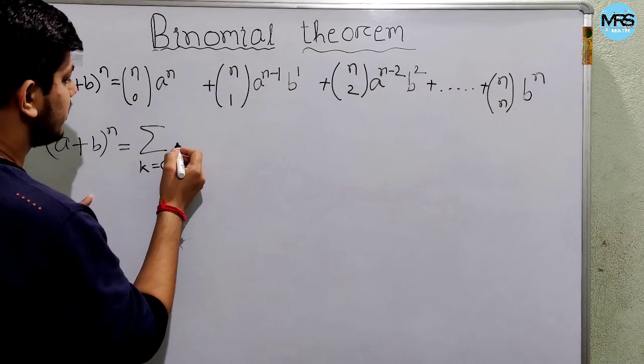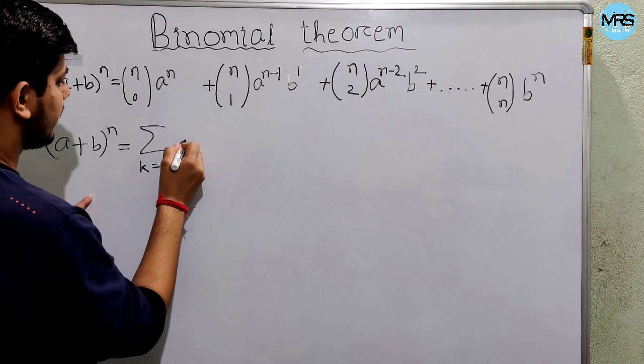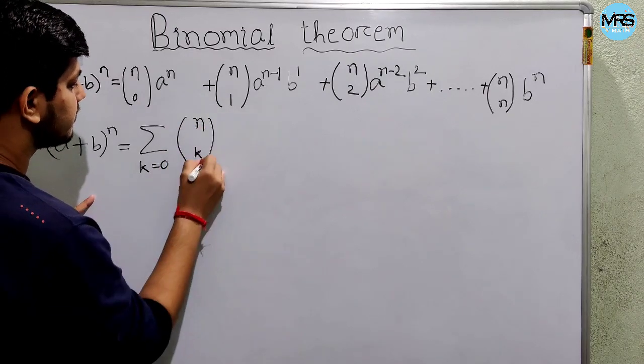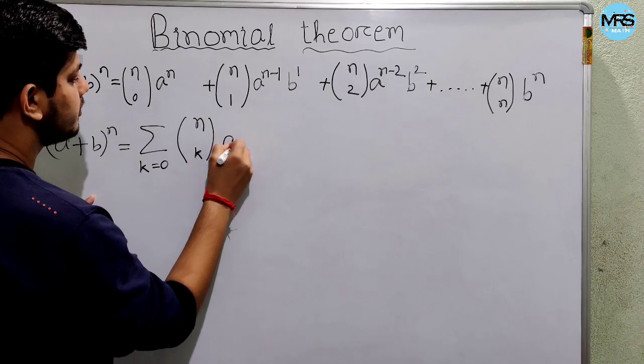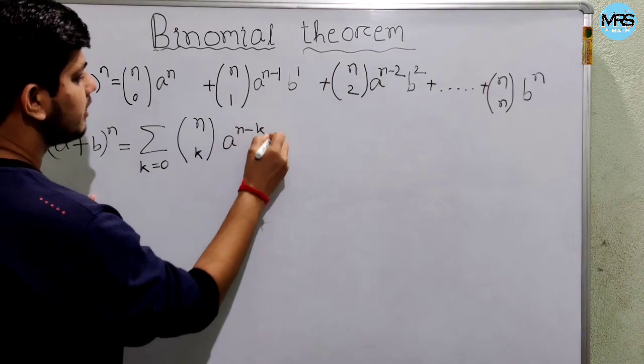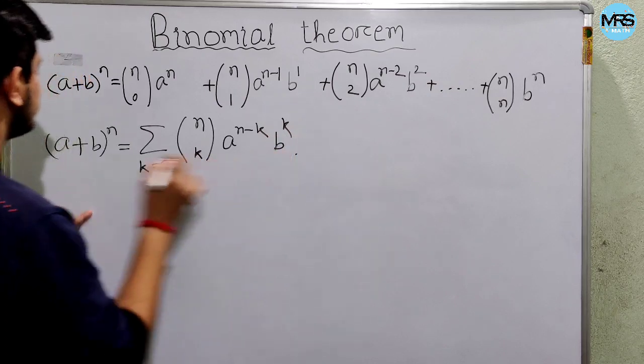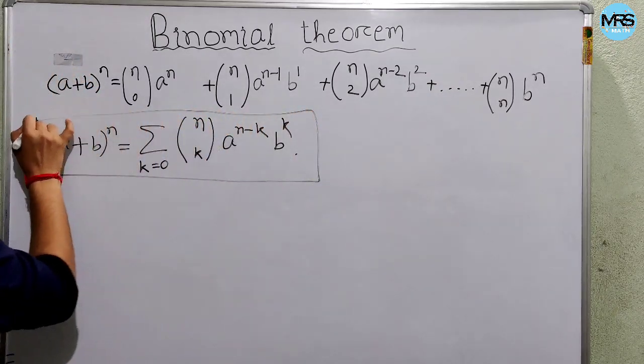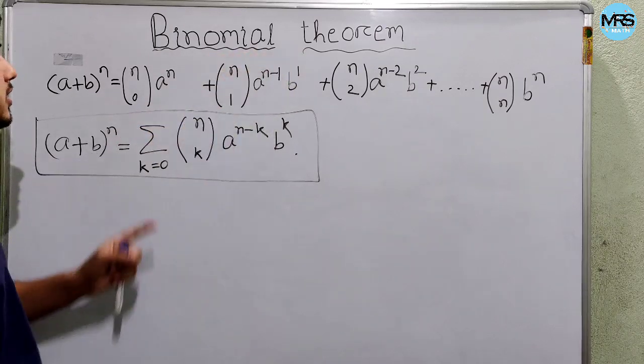And here you will get nCk, right? And a to the power n minus k, b to the power k. So this is the summation form of this binomial theorem.